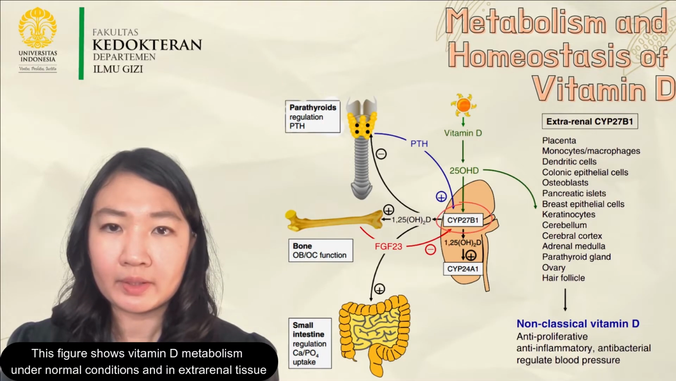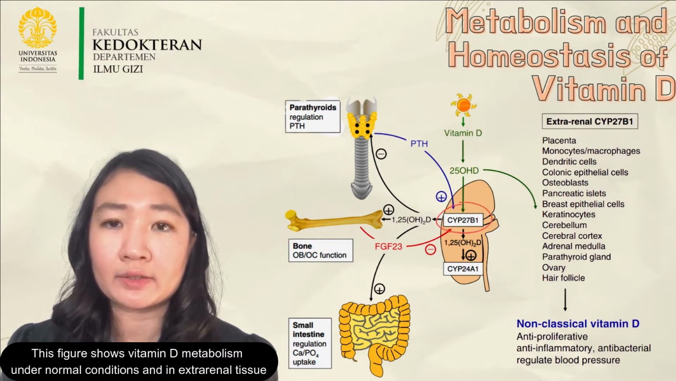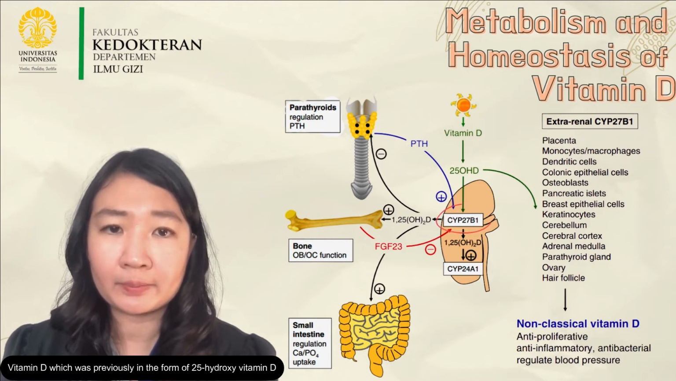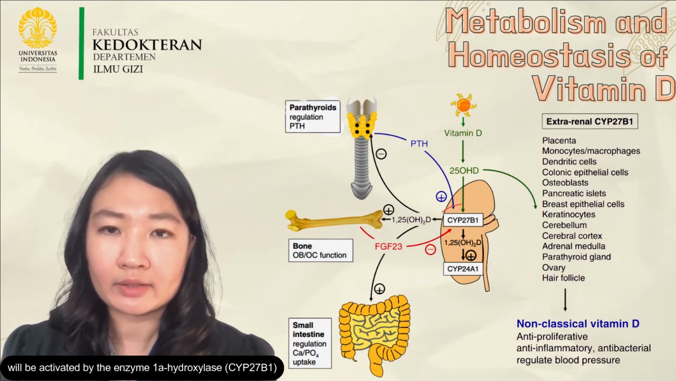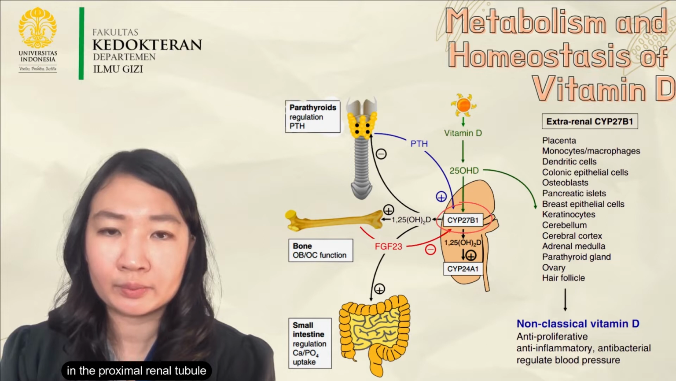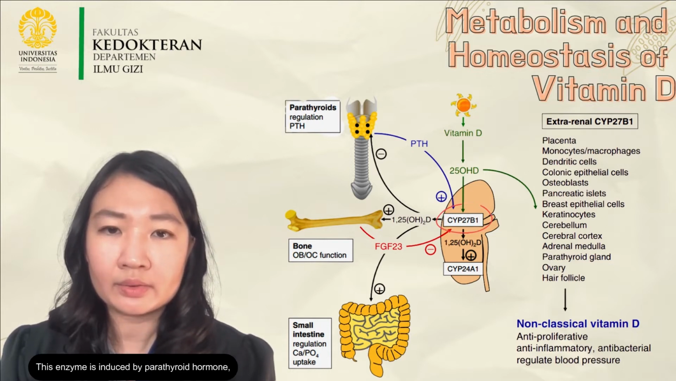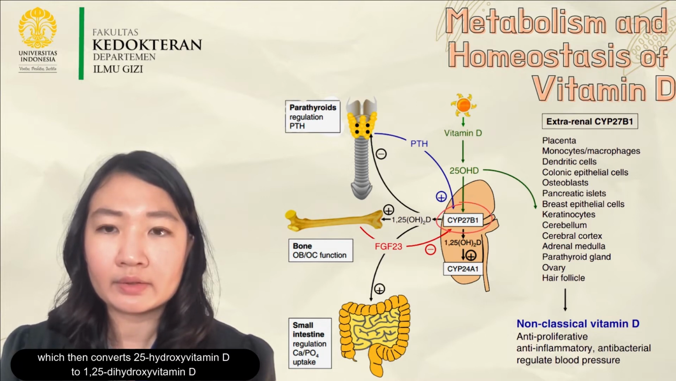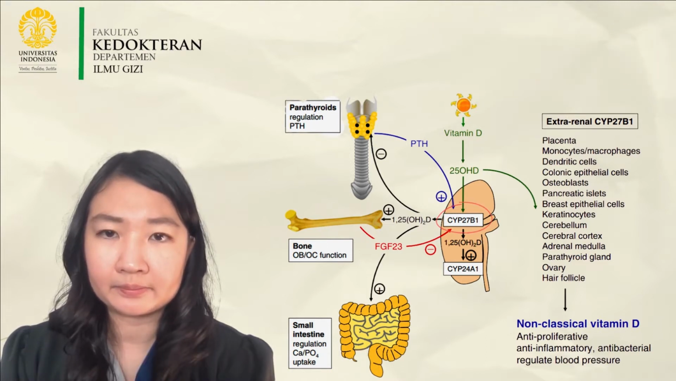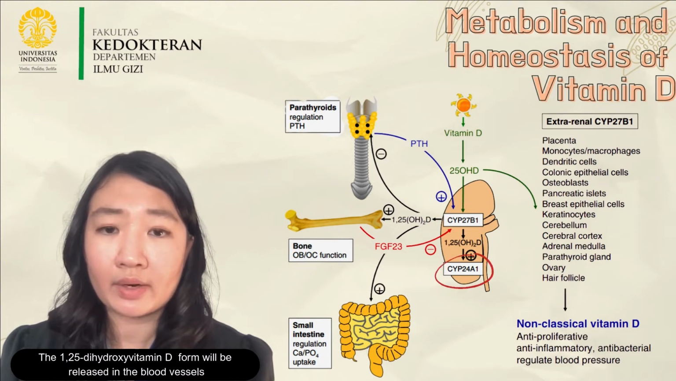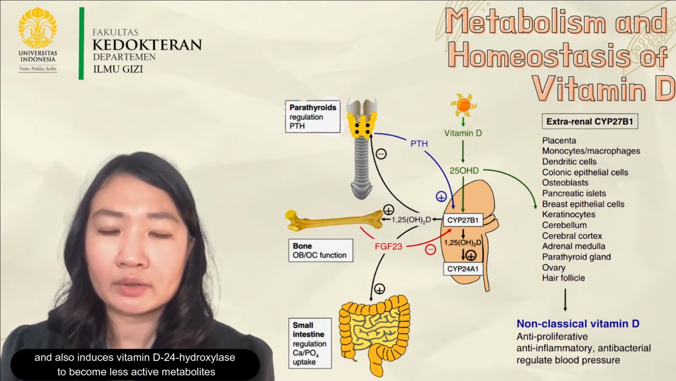This figure shows vitamin D metabolism under normal condition and in extracellular tissue. Vitamin D, which was previously in the form of 25-hydroxyvitamin D, will be activated by the enzyme 1-alpha hydroxylase or CYP27B1 in the proximal renal tubule. This enzyme is induced by parathyroid hormone, which then converts 25-hydroxyvitamin D to 1,25-dihydroxyvitamin D. The 1,25-dihydroxyvitamin D will be released in the blood vessels and also induce vitamin D 24-hydroxylase to become a less active metabolite.